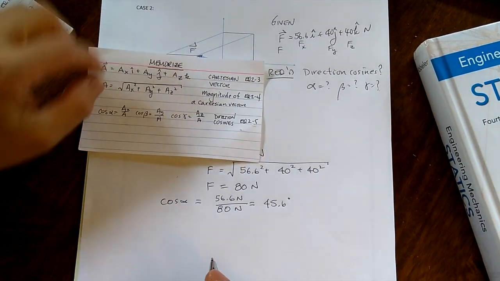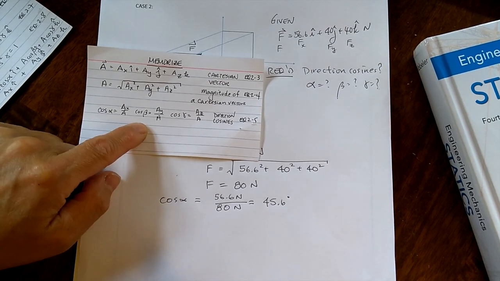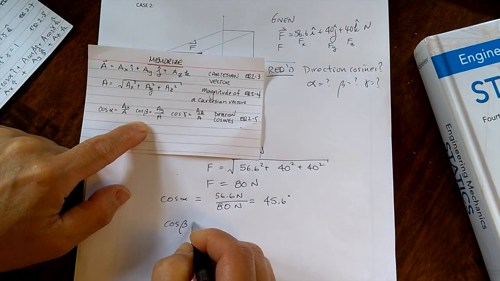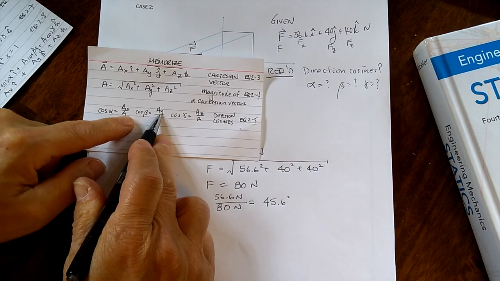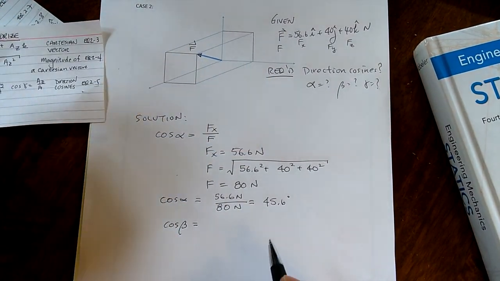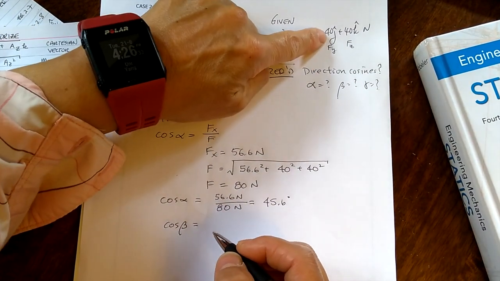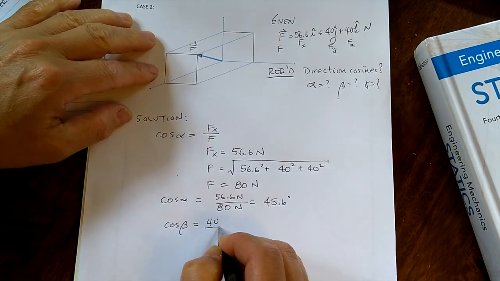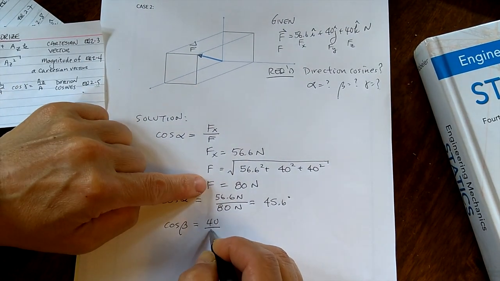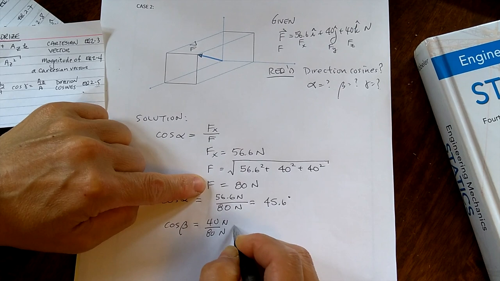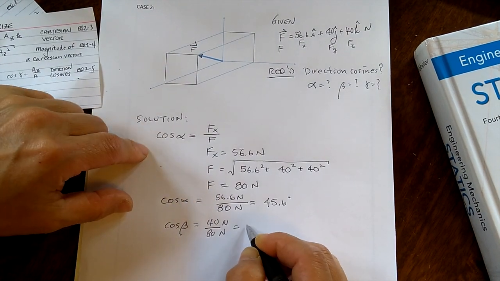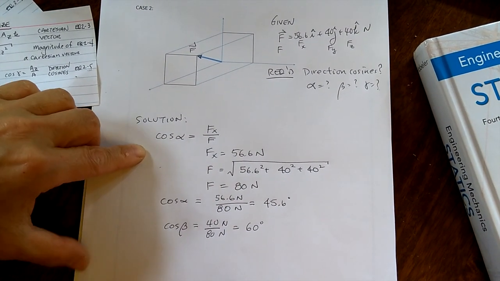Likewise, for cosine beta, I need the y component over the magnitude of the force. So that would be 40 divided by 80 newtons. And that would give me 60 degrees.